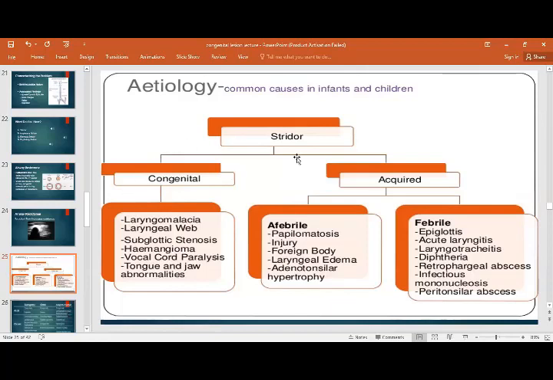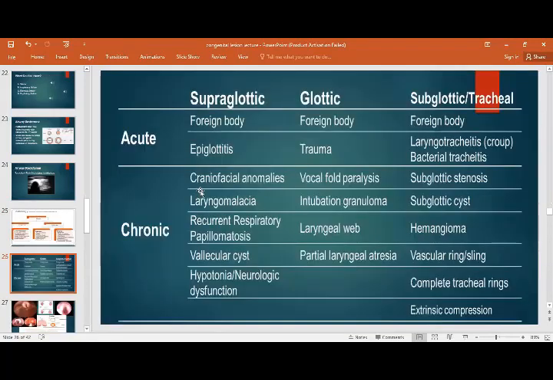Again, I have already gone through all these. These are the conditions: of course foreign body, epiglottitis, glottis, maybe again foreign body. There would be some trauma. While in the case of subglottic tracheal foreign bodies, and these are chronic conditions, we have already gone through all these, and they cause different types of stridor.